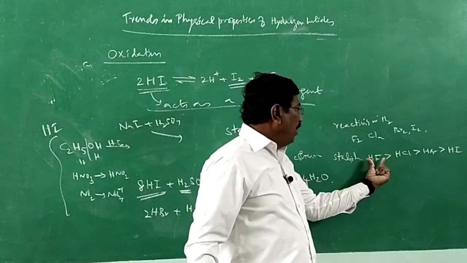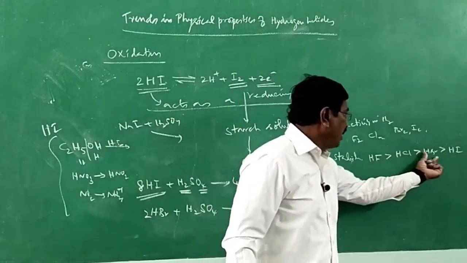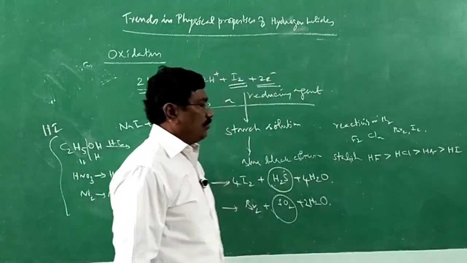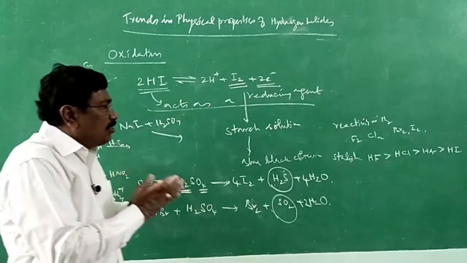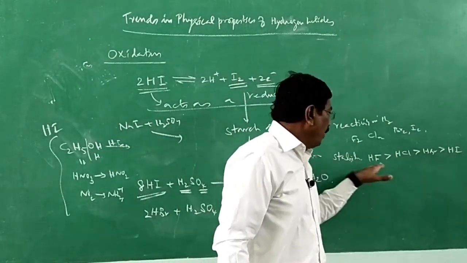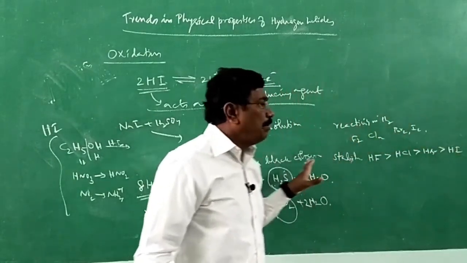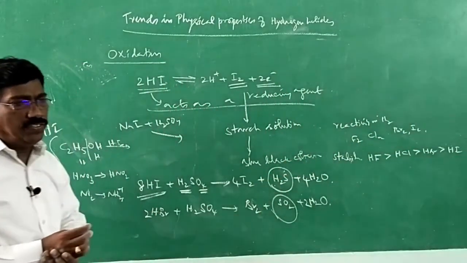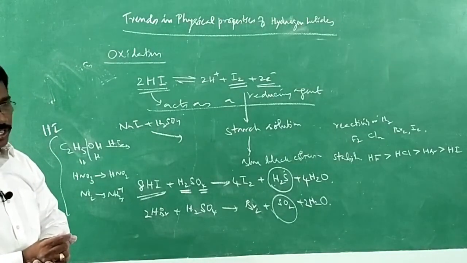The bond dissociation energy is high for HF. And therefore, naturally, the ionic nature of the bond is higher here. It keeps reducing, and therefore it is a strong bond, then a little bit weaker, a little bit weaker, a little bit weaker. So stability goes in this order. HF greater than HCl, greater than HBr, and greater than HI.